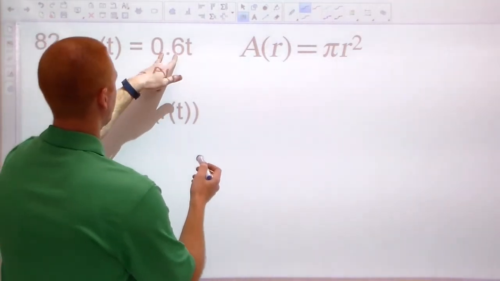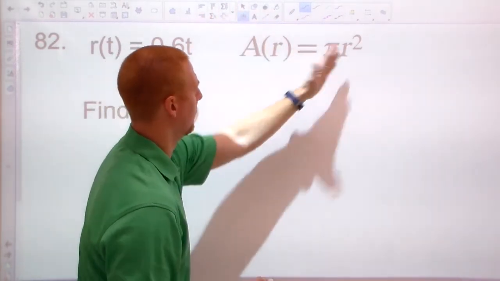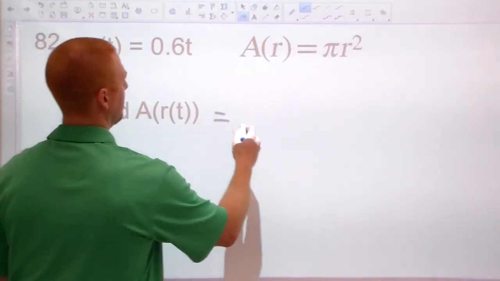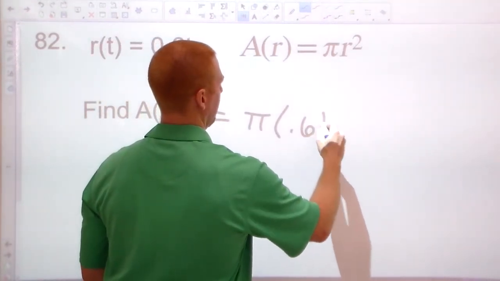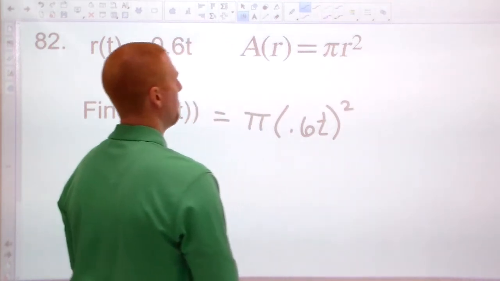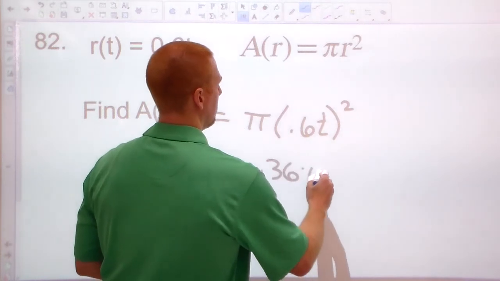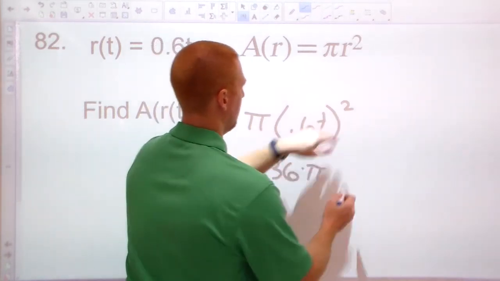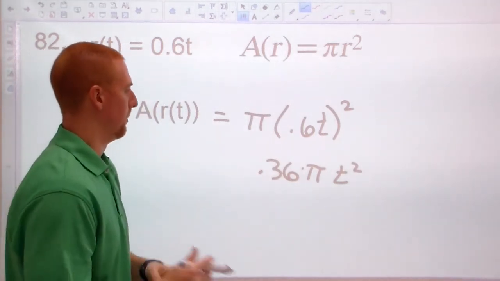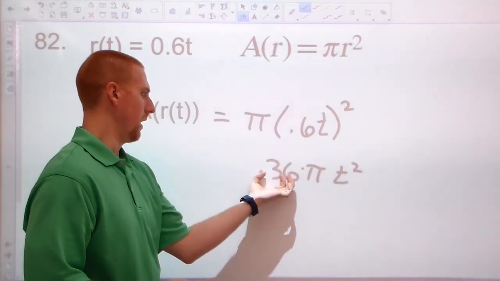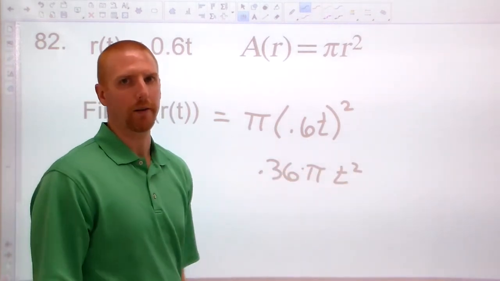So that's the idea, and really there's not a ton of math going on here. We're going to take the 0.6t and plug it in to the r over here. So in the end, it would be pi times 0.6t squared. If you square 0.6, you get 0.36 times pi, and then t squared. I changed the order, but that usually looks a little nicer. Typically, we put the constant first, pi next, variables after pi. That's the typical format.